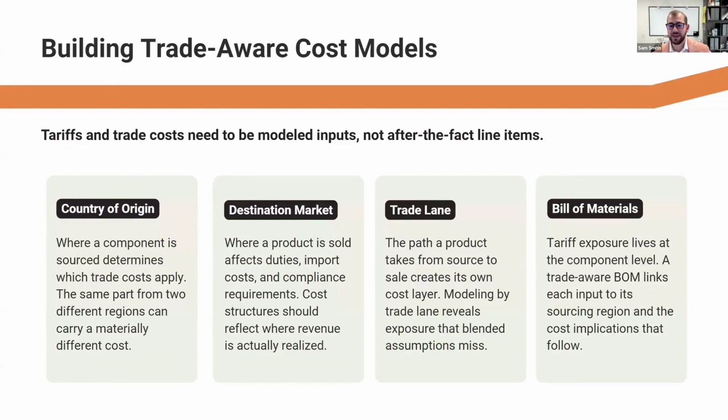Now, the fourth and final is the bill of materials itself. For manufacturers, tariff exposure primarily lives at the component level, and a trade-aware BOM should be able to link each input to its supplier options and the cost implications that follow. Now, these 4 dimensions are where trade costs enter the model. Let's look at where they show up in the cost structure itself.